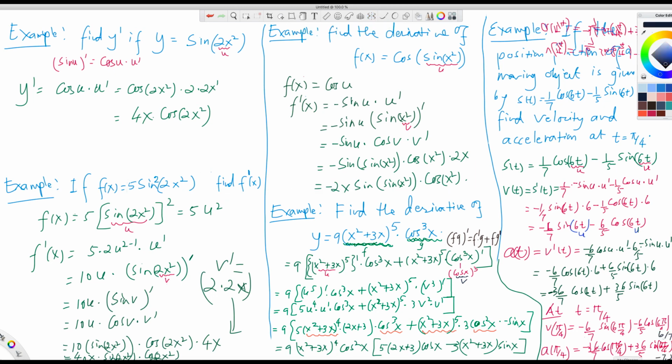So if you use the calculator, you enter negative 6 over 7 sine 6 pi over 4 minus 6 over 5 cosine 6 pi over 4, you will get 6 over 7. And then for the acceleration at t equals pi over 4, if you enter negative 36 over 7 cosine 6 pi over 4 plus 36 over 5 sine 6 pi over 4, you will get negative 7.2.